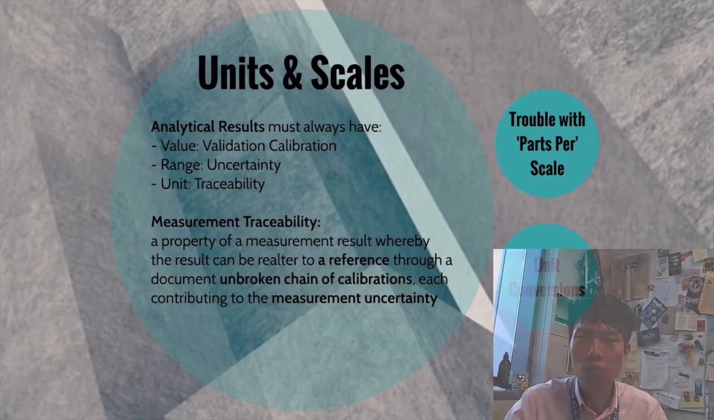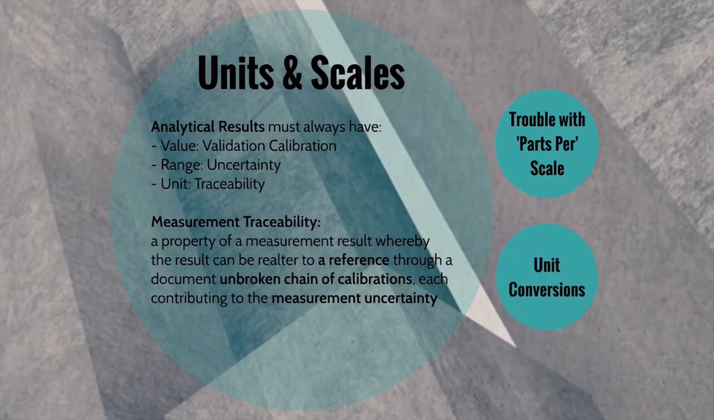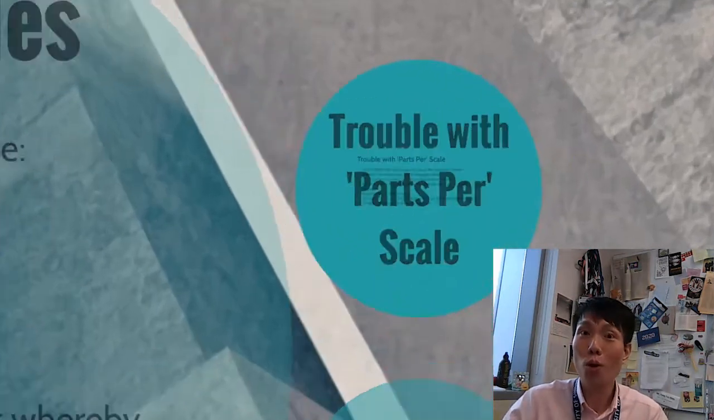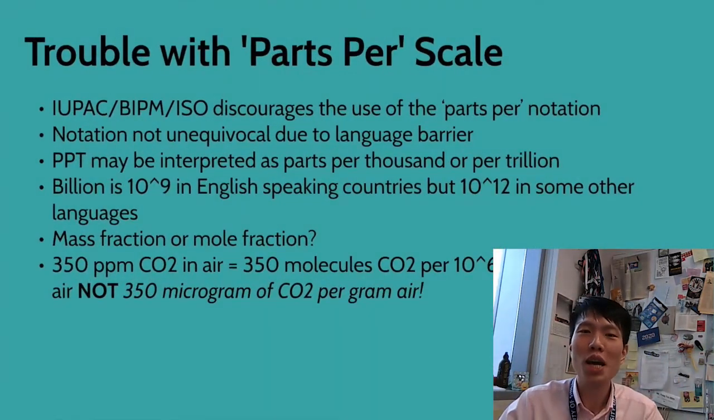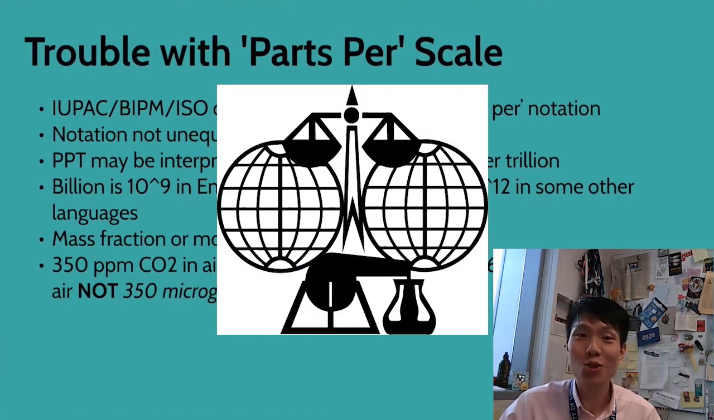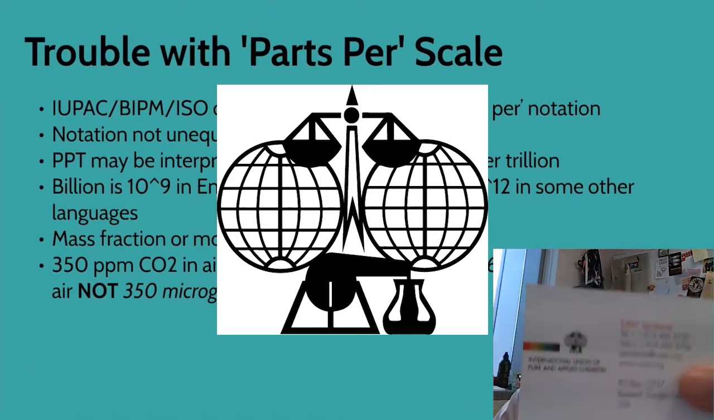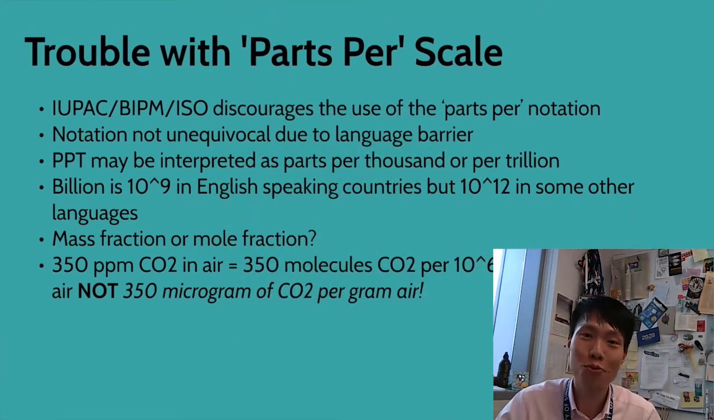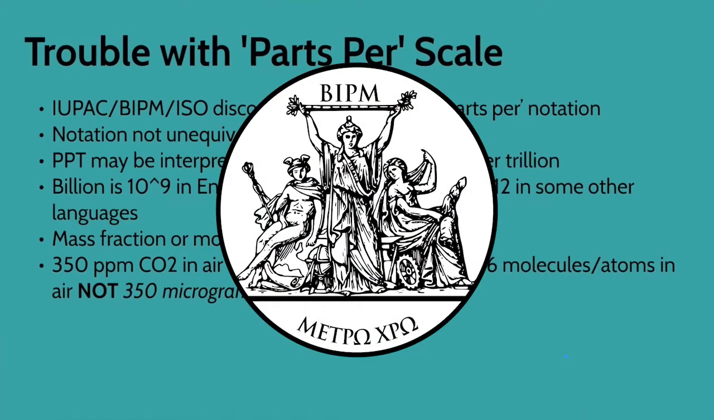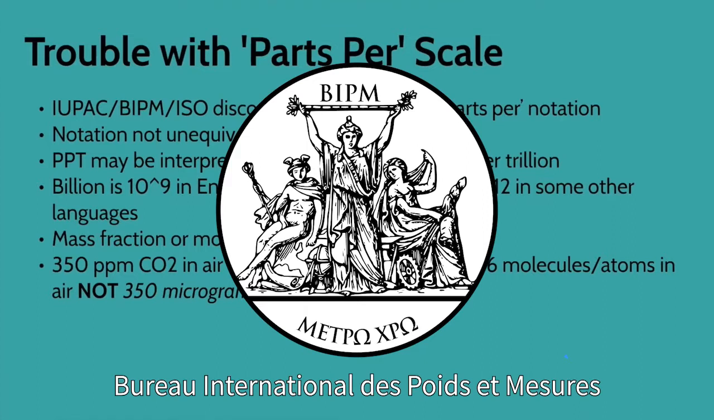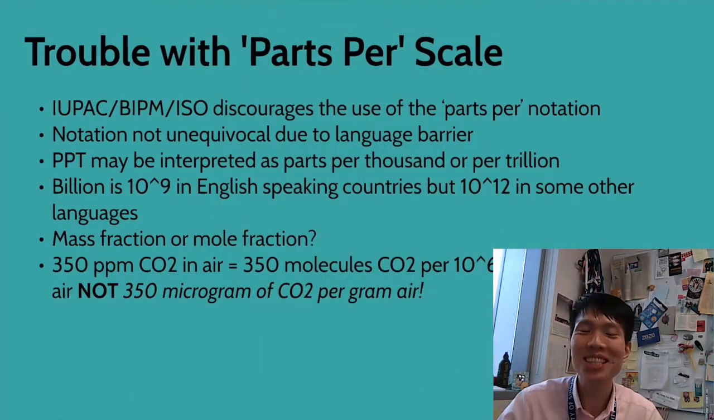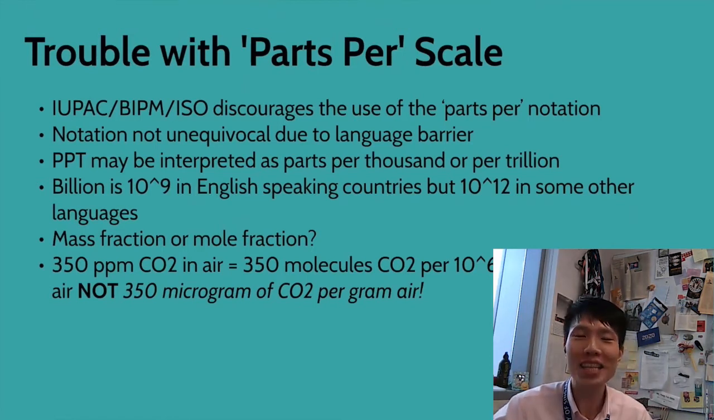Now, in units and scales, we will be discussing two portions: the trouble with parts-per scale, as well as unit conversion. If you know about IUPAC and BIPM: IUPAC stands for the International Union of Pure and Applied Chemistry. BIPM is actually in French, with headquarters in Paris. BIPM stands for the Bureau International des Poids et Mesures, which in English is the International Bureau of Weights and Measures.